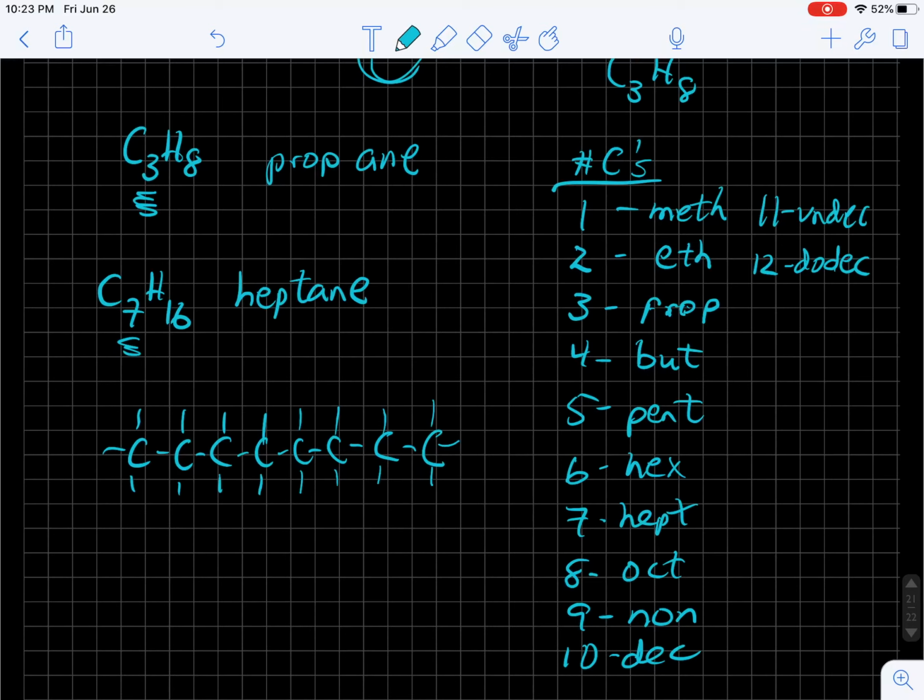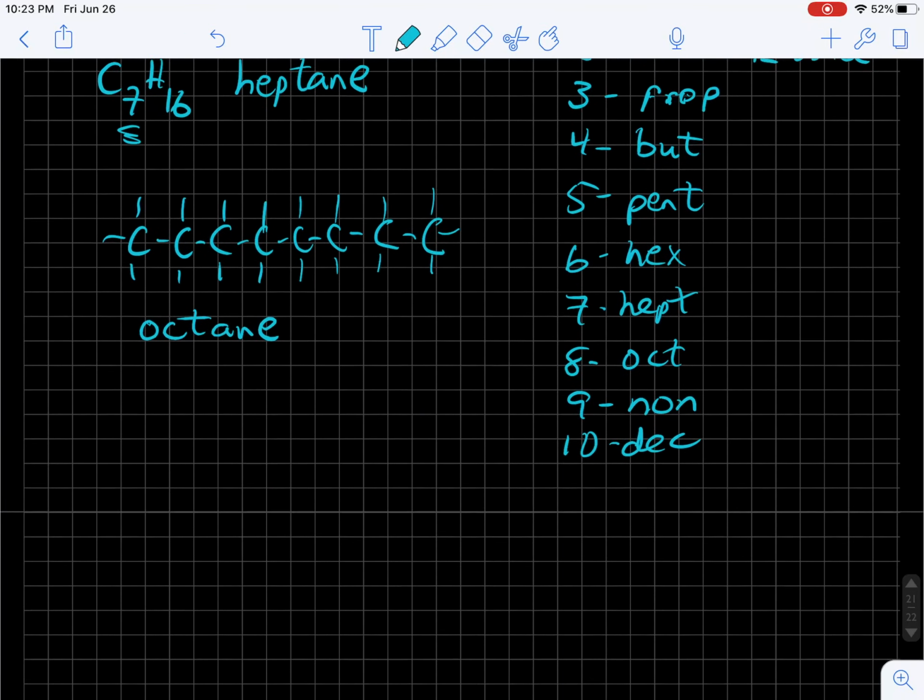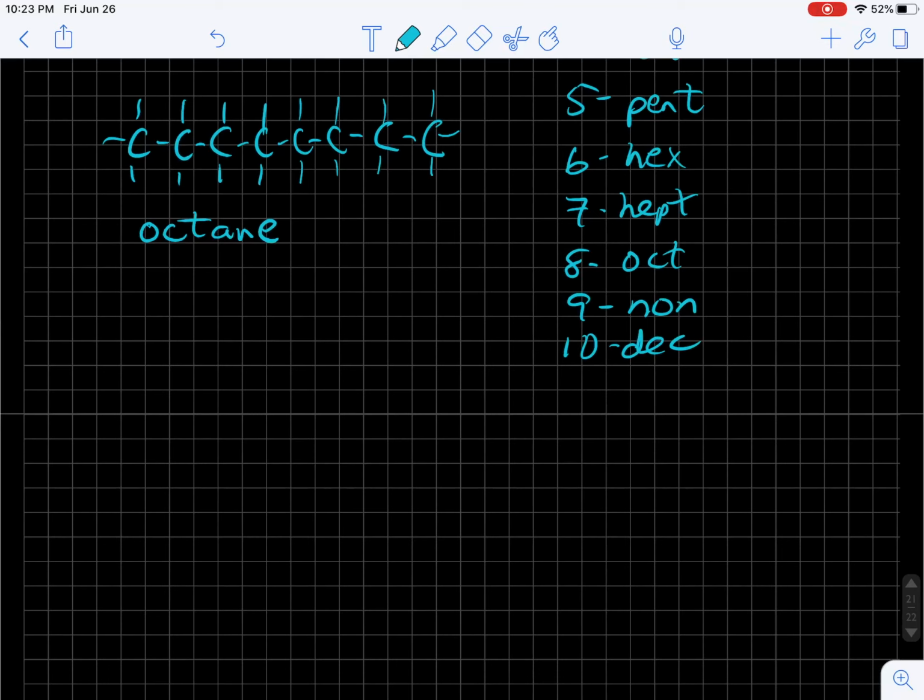All right, so we go 1, 2, 3, 4, 5, 6. We count the carbons. There's 8 of them. So this is going to be 8 carbons, which is oct, and then we end it with ane.